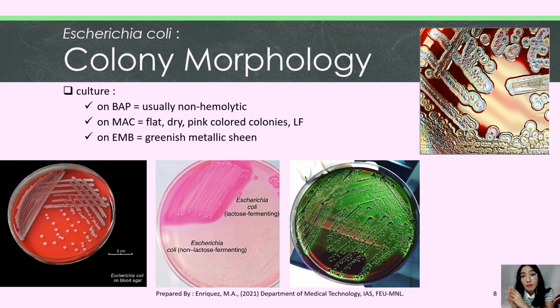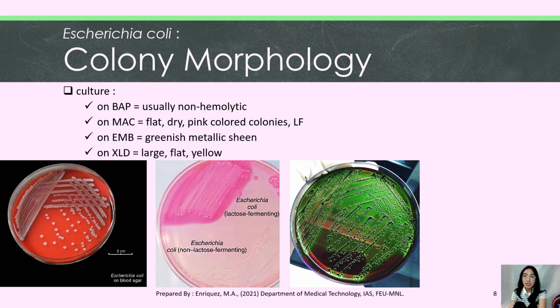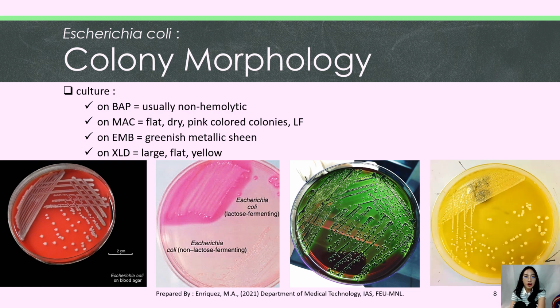So, again, on BAP po, ang may metallic sheen colonies ay si Pseudomonas aeruginosa. Pero kapag sinabi naman ng EMB, ang may greenish metallic sheen po dito is Escherichia coli. Next, on XLD or the xylose lysine desoxycholate agar, na madidiscuss din po natin mamaya, Escherichia coli will produce large, flat, yellow colonies as we can see here in this fourth picture.